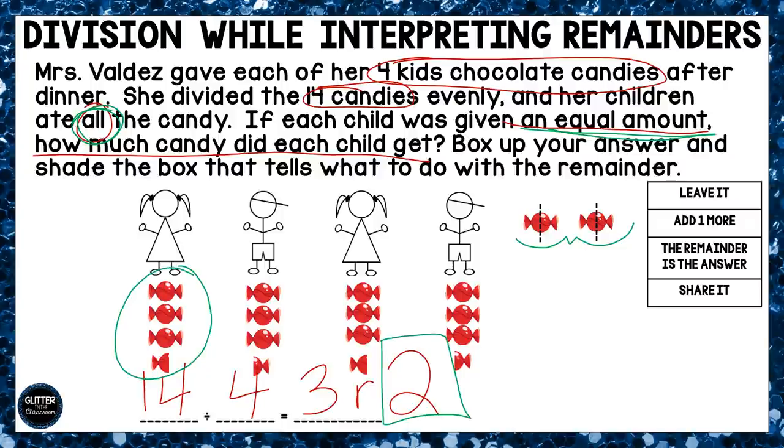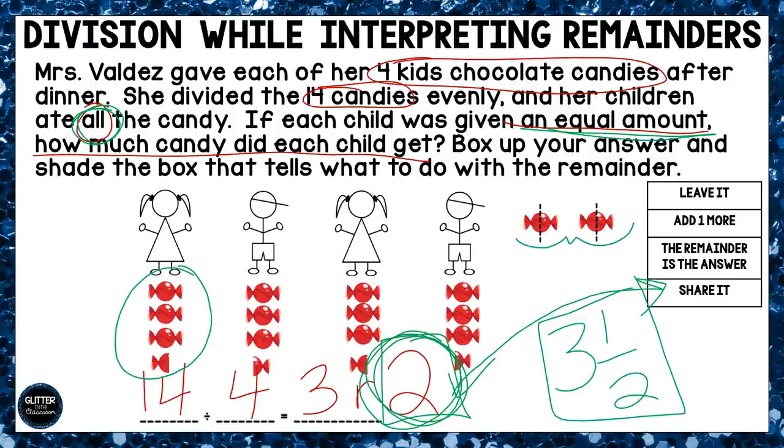So yes, 3 with a remainder of 2 is my answer, but it does not answer the question. We had to take the remainder, we had to share the remainder, and we actually cut the remainder in half so that each child could have an extra half piece. So each child was able to get 3.5 pieces of candy.